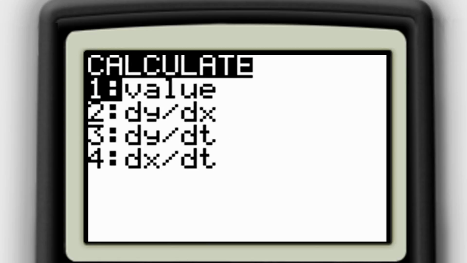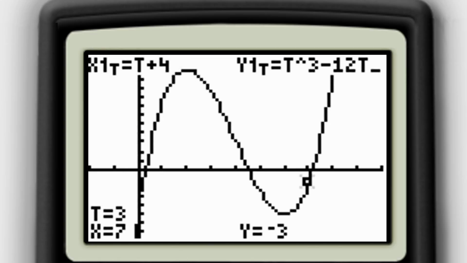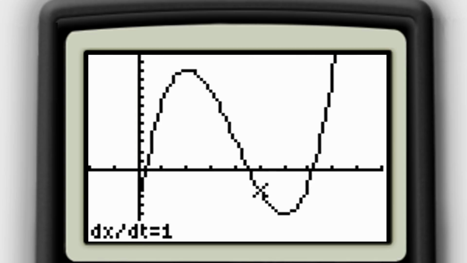So if we go back to the Calc menu, select dx/dt again, and pick a different value of t, let's say t equal to 1, again we see dx/dt is equal to 1. So meaning that we have a constant value of dx/dt, or it's never going to be equal to 0, so we have no vertical tangent lines.